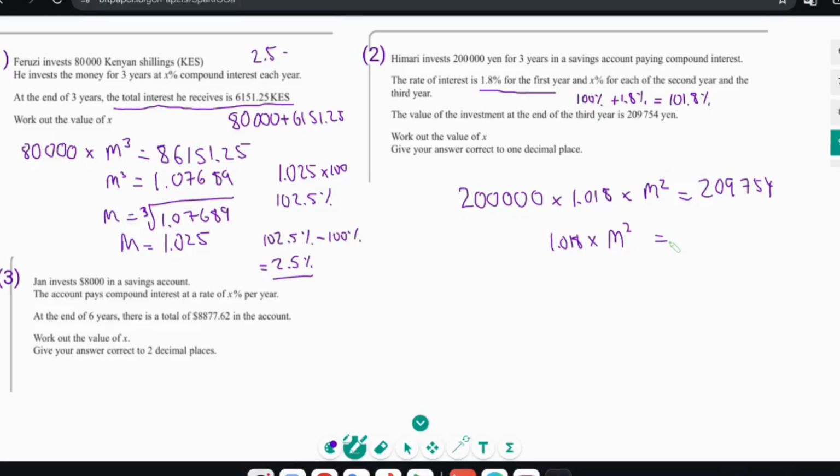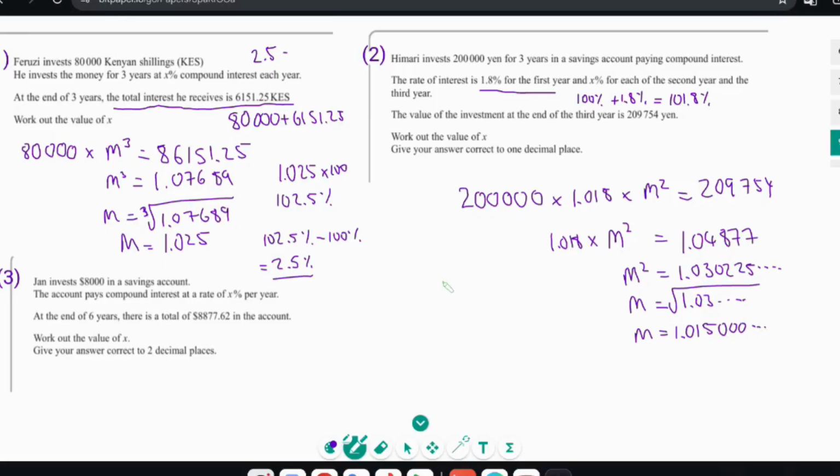Let's solve this. So I'm going to divide both sides by 200,000 first. Which gives us 1.04877 on the right hand side. Divide both sides by 1.018. Square root both sides. Is 1.015000.